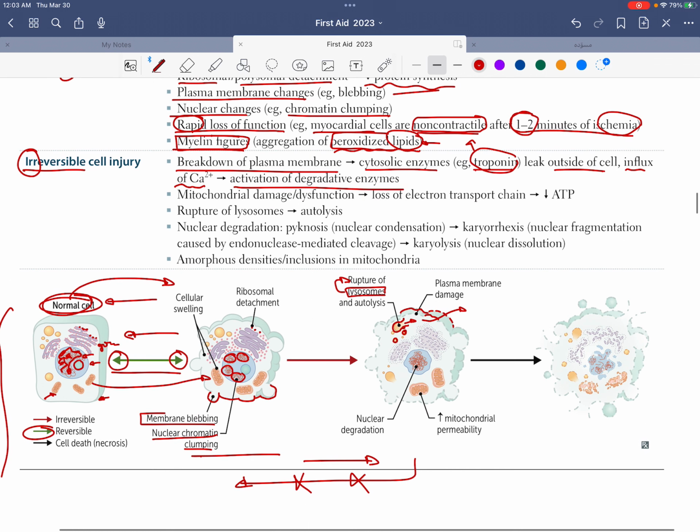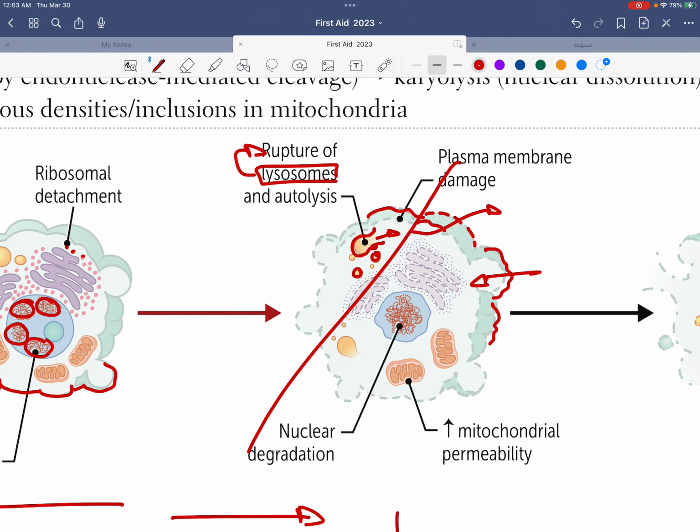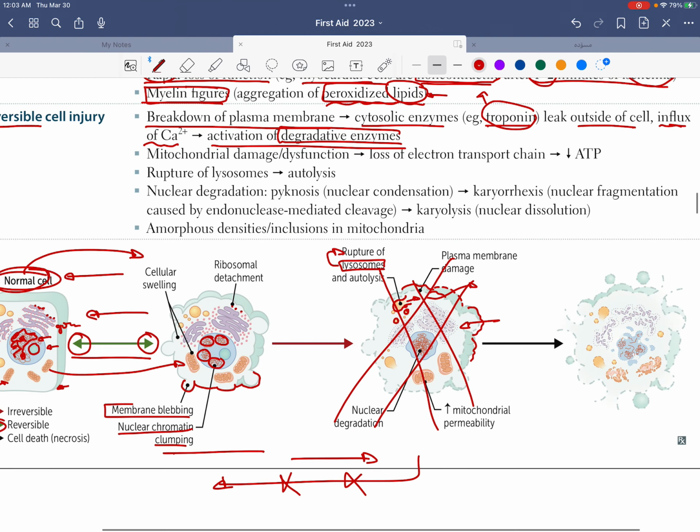This leakage also, because the cell wall is not functioning as it's supposed to, there would be an increased influx of calcium to the inside, and that by itself leads to an activation of degradative enzymes. These enzymes are just going to finish up all of the work of the cell. So it's just going to degrade the cell.